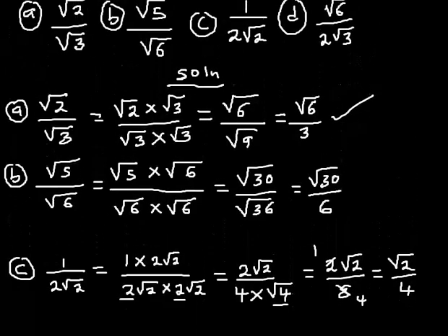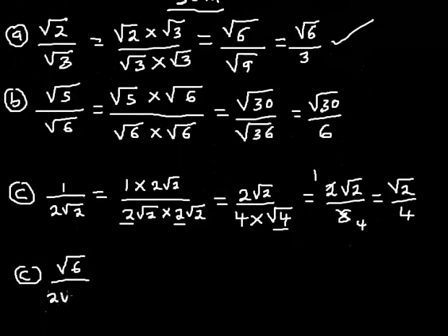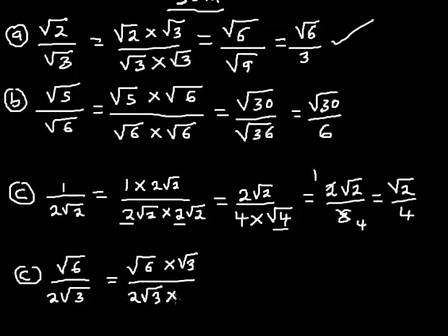Then the last but not the least, root 6 divided by 2 root 3, not minus, please pardon me. So I'm having root 6 multiplied by the surd in the denominator. The surd in the denominator is root 3. So the 2 root 3, I still multiply by the surd root 3. Okay, root 6 times root 3.